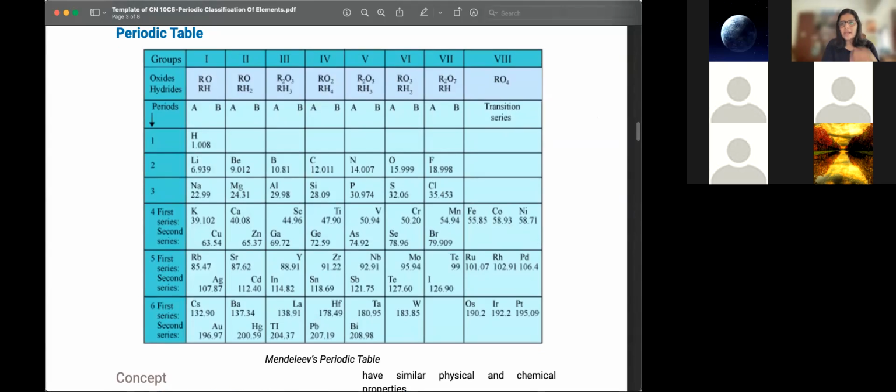Okay, so I'll actually show you what his actual periodic table was. This is an adapted-to-modern-times version that is displayed here. I'll show you the original periodic table that Mendeleev had made.